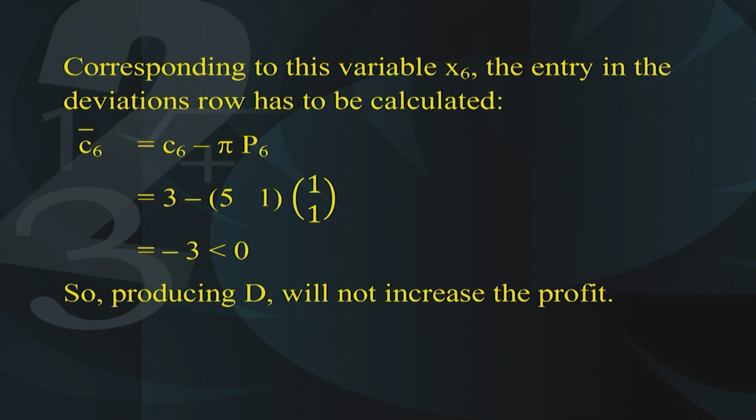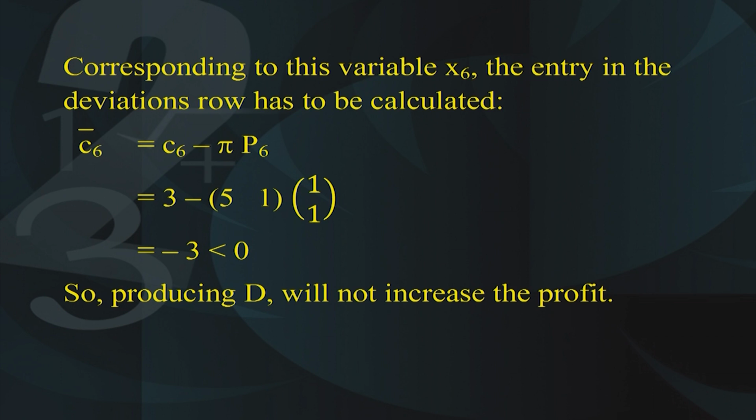Therefore, this 3 comes from the given data, minus what is pi? Pi we have just now obtained is the simplex multipliers 5 1, and then multiplied by 1 1, that is the column vector corresponding to this new variable, and if you multiply this, you will get minus 3.